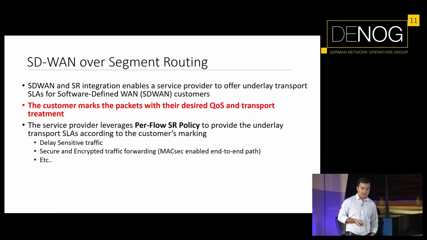Now the other use case is SD-WAN over segment routing. Basically, it means you can have an SD-WAN device on the edge assigning a DSCP value, for example for a voice application, so that the service provider will know how to treat that voice packet based on the DSCP. So you say, okay, the outer tag is DSCP, for example 46, and the PE device on the service provider side says, I received a packet with DSCP value 46, so I know that this is voice application traffic, and I will use, let's say, the low delay path.